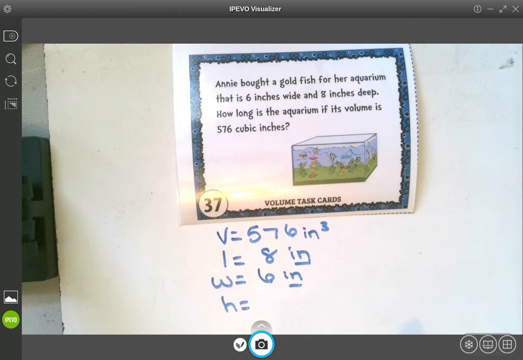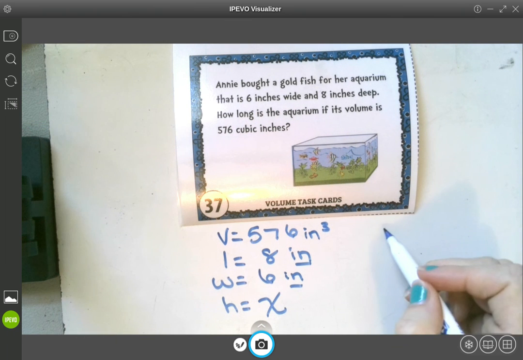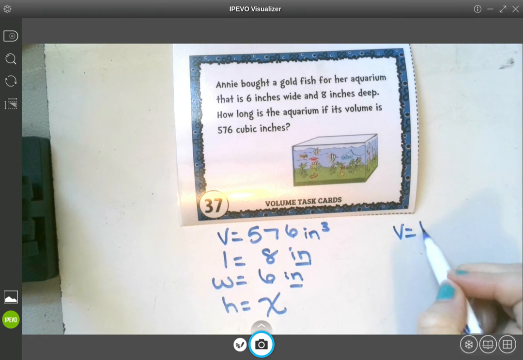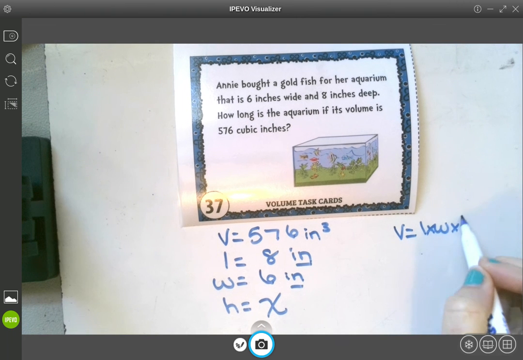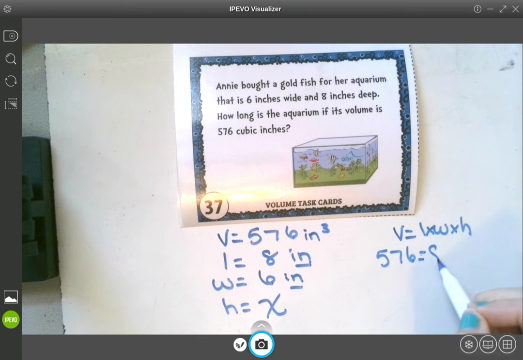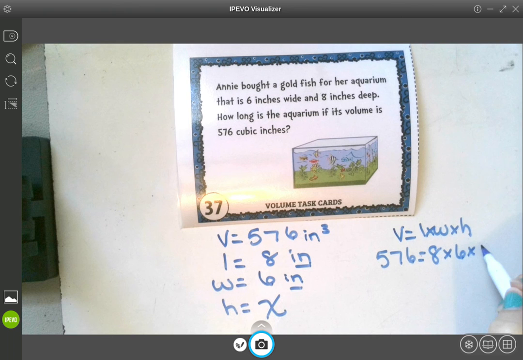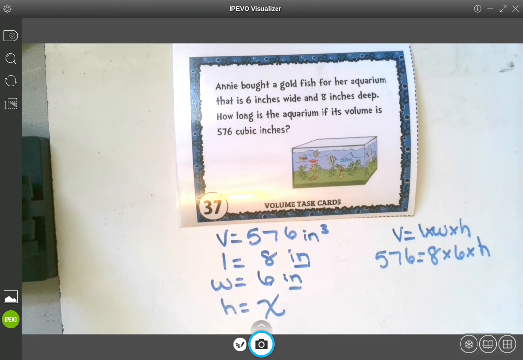Now, to represent that I'm finding my height, it is okay to use a variable such as x. So x is a variable, and a variable just means it represents an unknown number. So I know that when I find volume, it's length times width times height. So I'm going to fill in what I know. 576 equals 8 times 6 times what I don't know. And I'm going to go ahead and put the h, what I don't know, is my height.